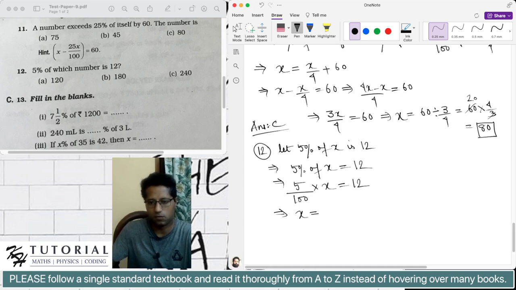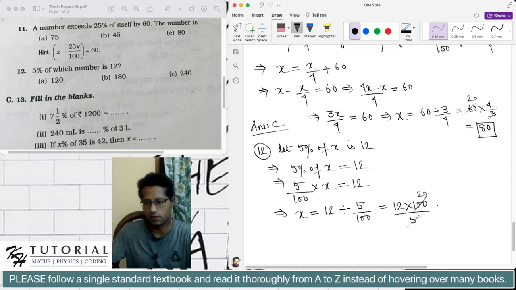X will be equal to 12 divided by 5 by 100, which is equal to 12 multiplied by 100 all divided by 5. So 5 cancels 100 with 20. This is equal to 240. Hence, the number is 240. So the correct choice is C.